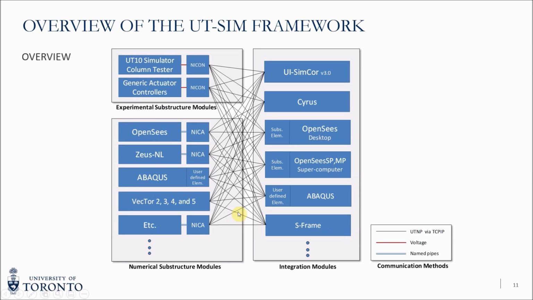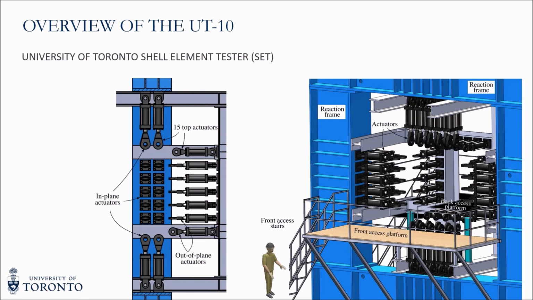In the project that I'm talking about right now, we use the University of Toronto hybrid simulation platform as the experimental module, and we used OpenSees as the integration module. So I'll talk a little bit about the UT10. One of the criticisms that hybrid simulation often receives is the limited number of physical substructures that we can test in the lab. The rendering that you see right now shows the University of Toronto shell element tester.